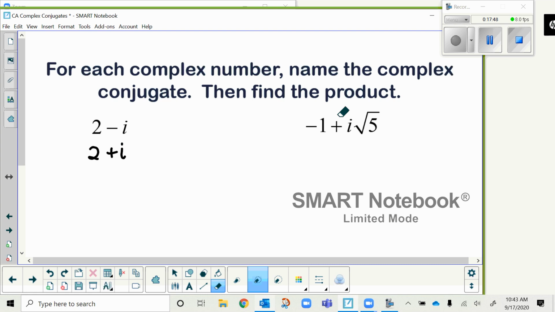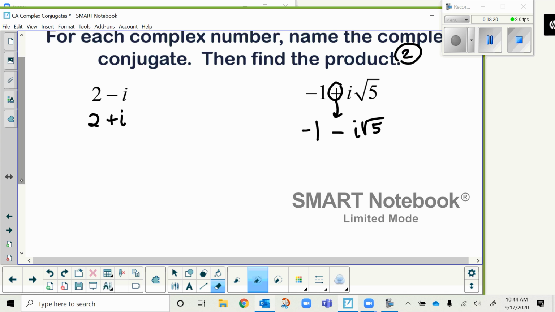On the second one, you're only changing the addition to subtraction. You're only changing the sign in the middle. The other sign on the -1 stays the same. So this becomes subtraction. That's the only change you're making. All right, who's good with that? Fabulous. All right, so now we find the products. That's the second thing. So the first one was just to name the conjugate, and the second one is to find the product, which means actually multiply those two things together.